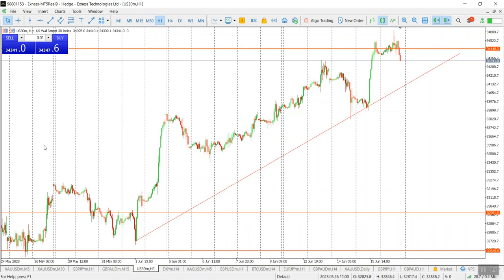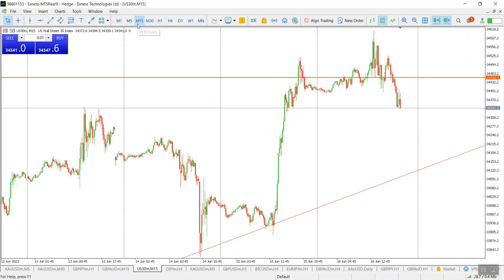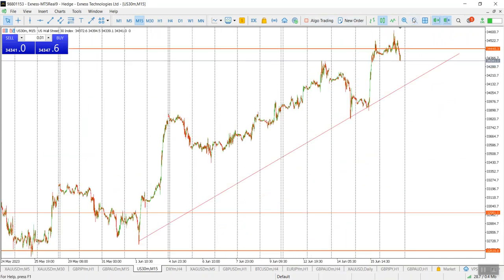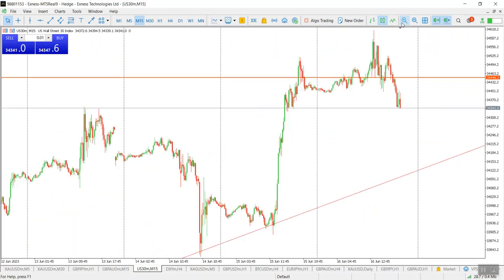So if we go down to our 15 minutes time frame, we zoom out a bit. Our 15 minutes time frame agrees with our 1 hour time frame, but if we zoom into it a bit, then this is what we are seeing. We are seeing something like this. Okay, so all bullish.